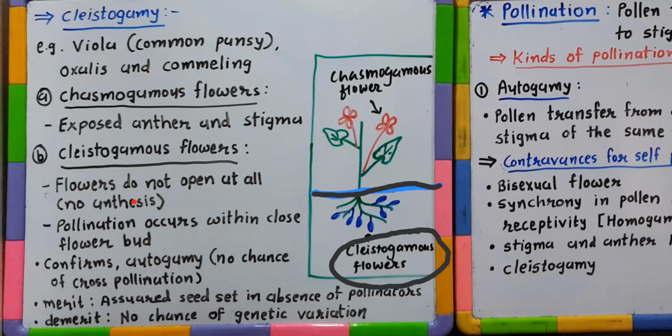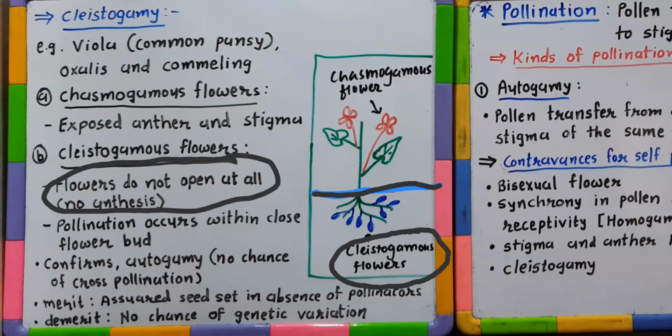Second, these are bisexual flowers. They have a stigma and anther, carpels and stamens. These are the ones which do not open at all. They show no anthesis. No anthesis means they never open. Now imagine if a flower doesn't open. Normally the flower opens, exposes its stamens and stigma. But here the flower doesn't open.